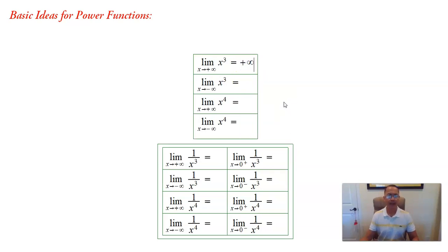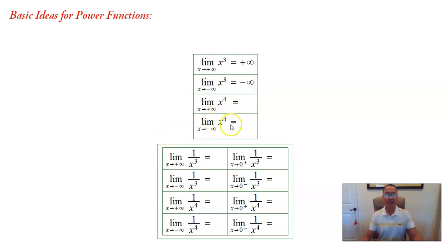How about as x goes to minus infinity? So negative 1,000,000. Think about negative 1,000,000 now. You cube it, well, you still get a large number, but this time because you're cubing negative 1,000,000, the sign stays negative, right? So therefore the limit for x cubed should be negative infinity as x also goes to minus infinity.